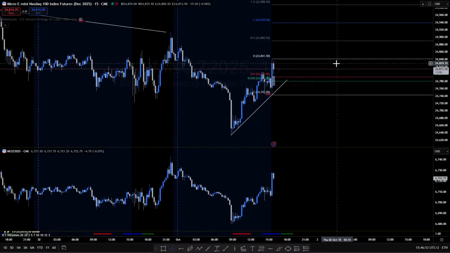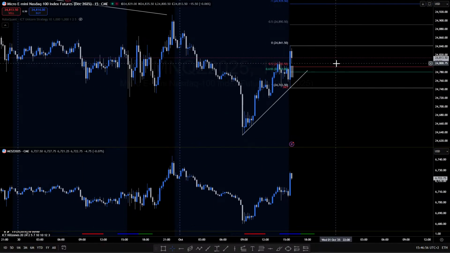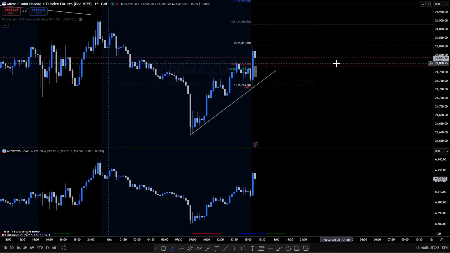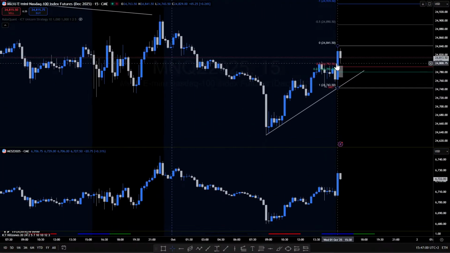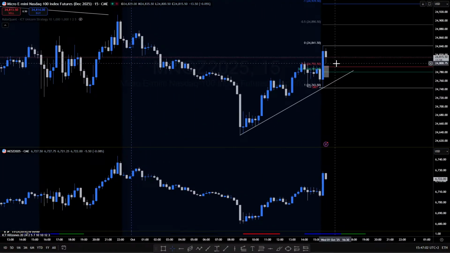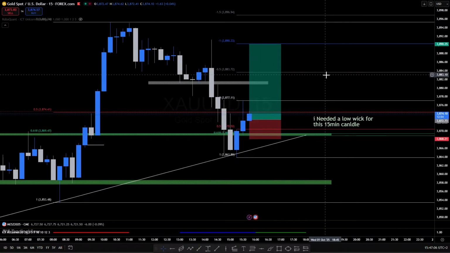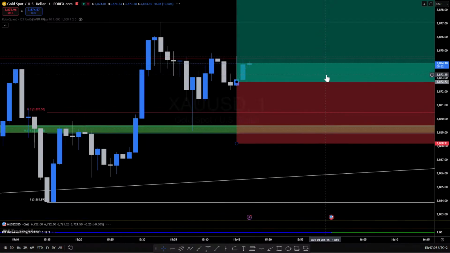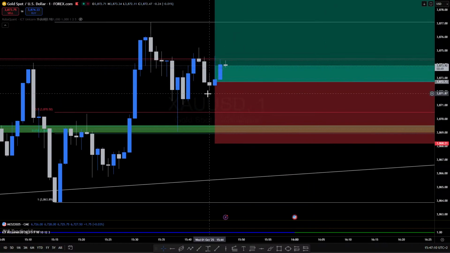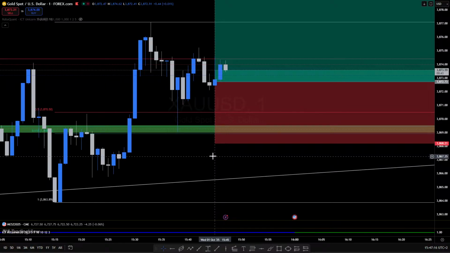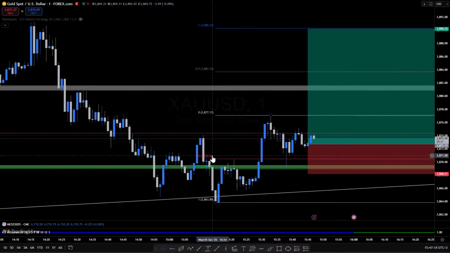Just thinking about the news, which one is it? Which one exactly is it? ISM manufacturing at 10 a.m. PMI. So yeah, I'd kind of rather it build more buy side.